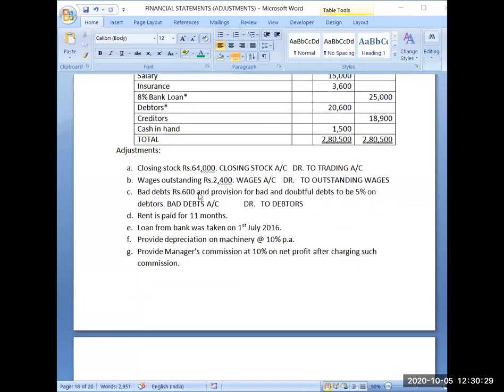So now we have done the question till here. Bad debts account, debit to debtors account. This one adjustment we have done. Bad debts rupees 600.